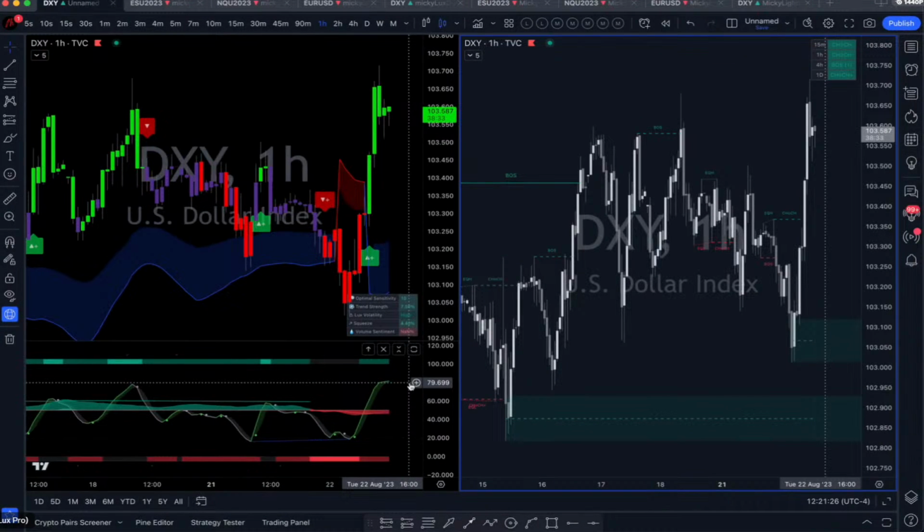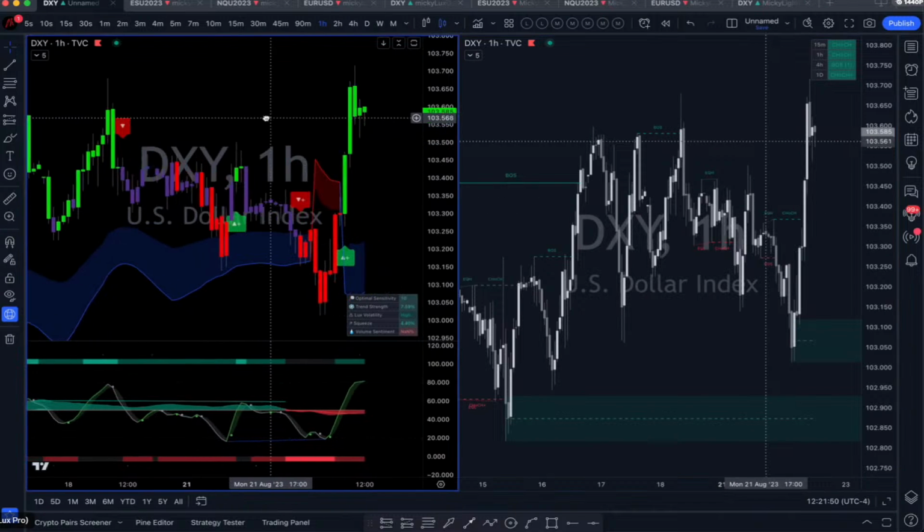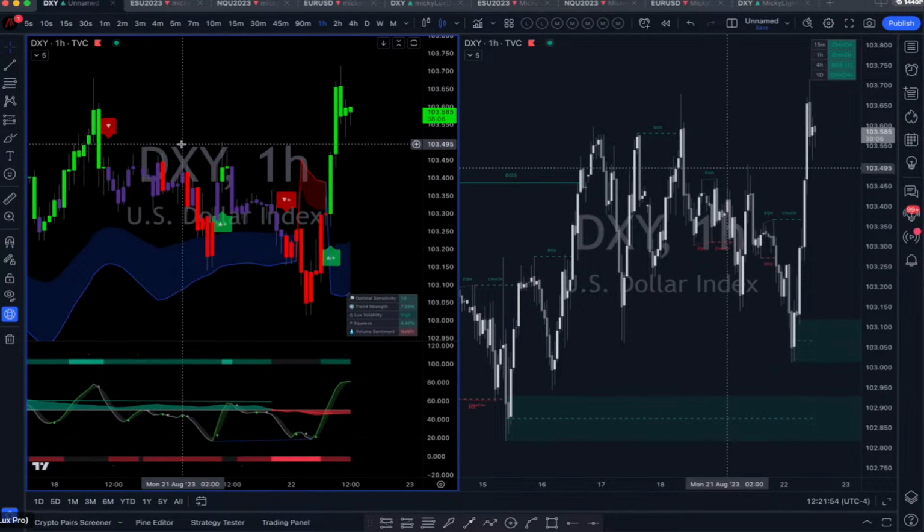If I were to use signals and overlays solely for today, I always use multi-time frame analysis, top to bottom. A higher time frame for trend bias and a lower time frame for entry, exit, and trade management. So on the left side, I have the 1 hour on the dollar index. This will be my higher time frame trend bias.